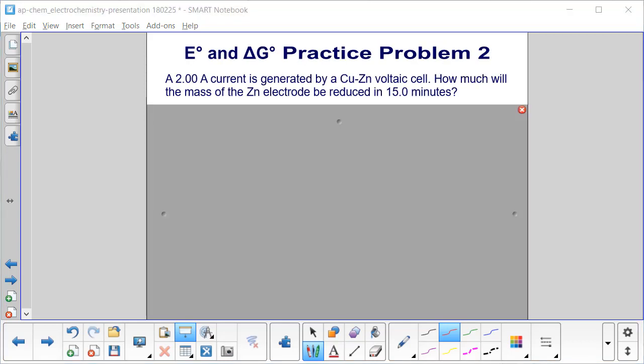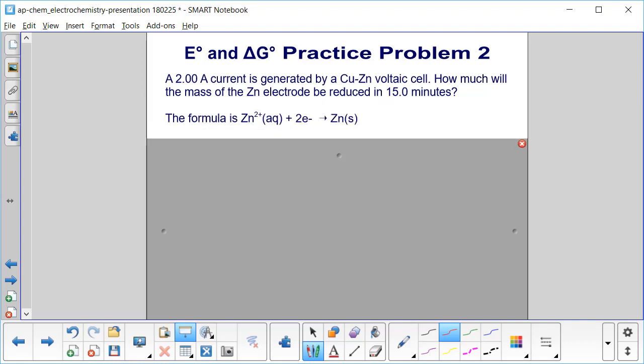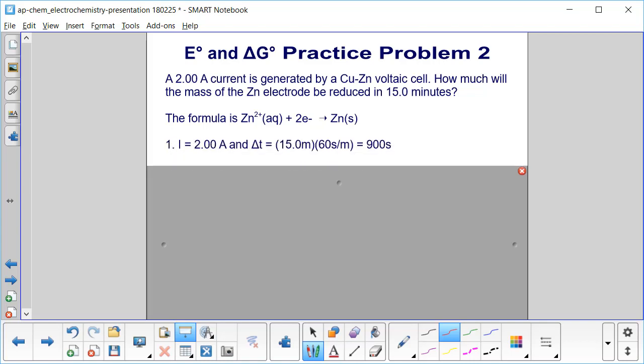All right, here's a second practice problem. A 2.00 amp current is generated by a copper-zinc voltaic cell. How much will the mass of the zinc electrode be reduced in 15 minutes? So we start with our formula for the reduction of zinc. We know that zinc is being oxidized, though, if the zinc solid is decreasing in mass. It's not being produced. It's being used up through the release of those 2 electrons.